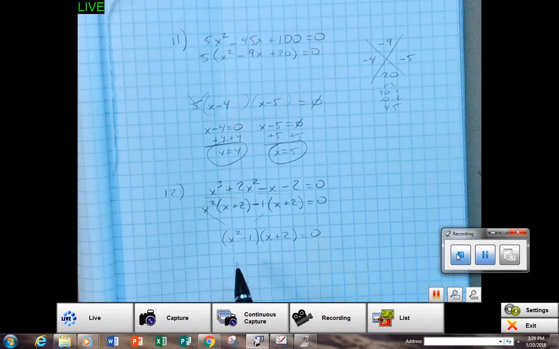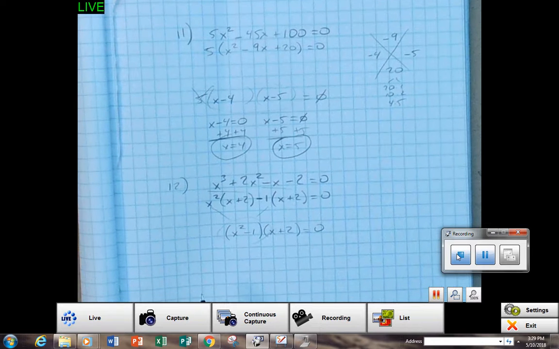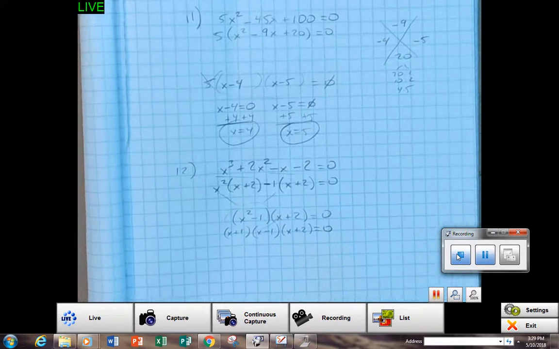And now this is a little trickier because this is one of those special cases. x squared minus a number that's square rootable. So that ends up being x plus 1 and x minus 1. So this one you're going to have 3 separate answers.